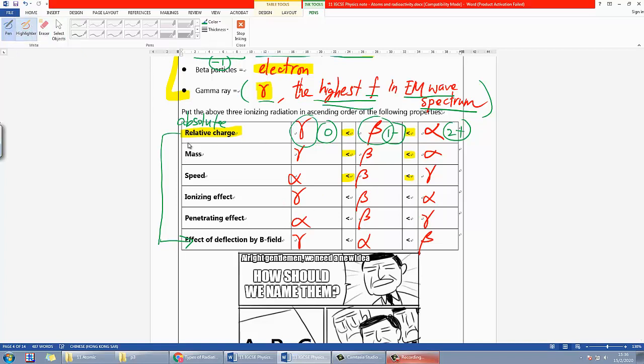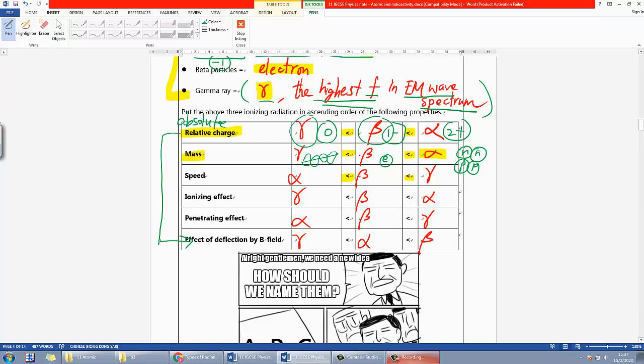Number 2, about the mass. As you know, alpha is a helium nucleus, so it has 2 protons and 2 neutrons. Maybe I'll write down 2 neutrons and 2 protons. This is basically an alpha particle. For beta, it's just an electron, and for gamma, it's just a gamma ray. Actually, I should draw a wave like this, but it's very hard to see.